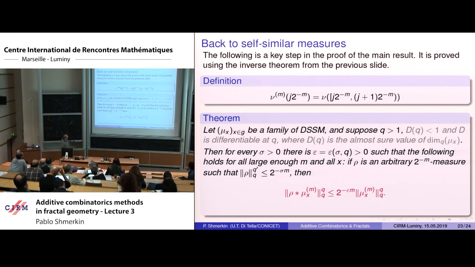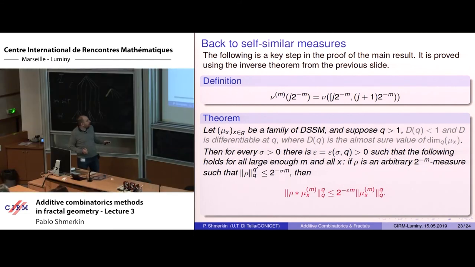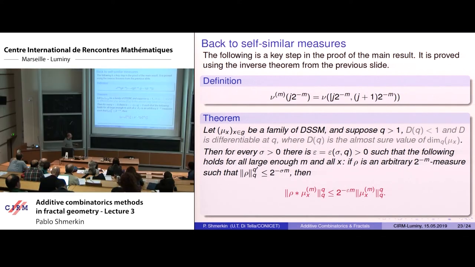So don't read any of this, just look at this. I will explain what this means. So mu x is this dynamical self-similar measure that I introduced in the previous talks, and this m here means discrete approximation at scale 2 to the minus m. So I look at the measure at a finite resolution, which is 2 to the minus m. And what is needed is that if I convolve this with any other measure, then there is a flattening in the LQ norm. Okay, the way I said it is clearly not true, because if rho is an atom, then the LQ norm doesn't change. So the only assumption is that rho, the measure that I convolve with, is not an atom. It is exponentially far from being an atom from the point of view of the LQ norm. But otherwise, I don't assume any structure on rho. And then there is a flattening of the LQ norm.